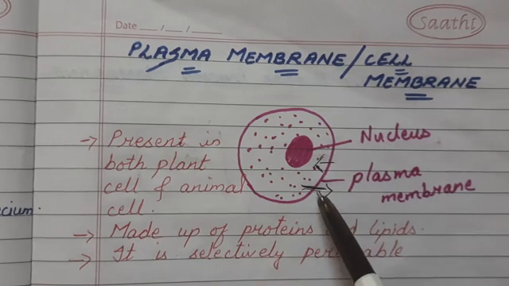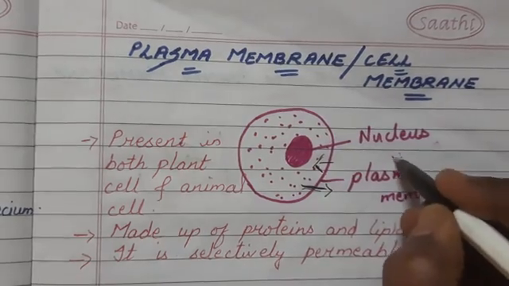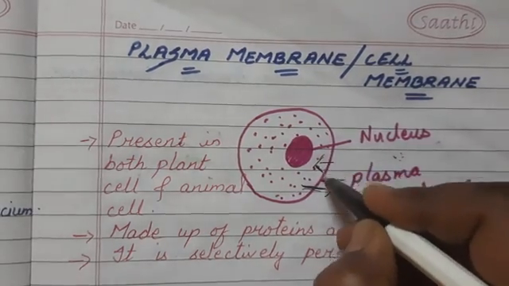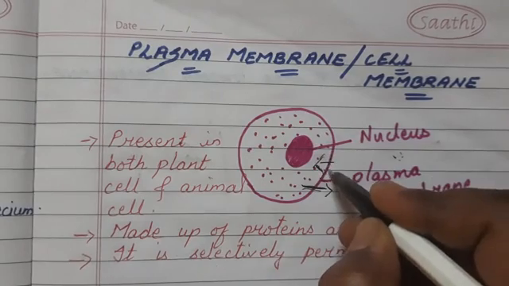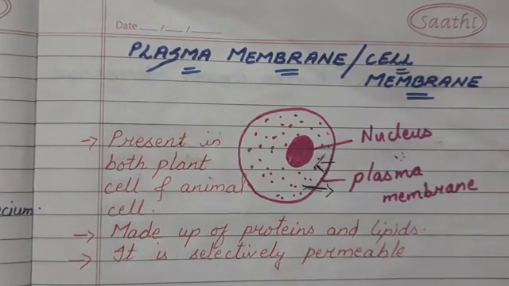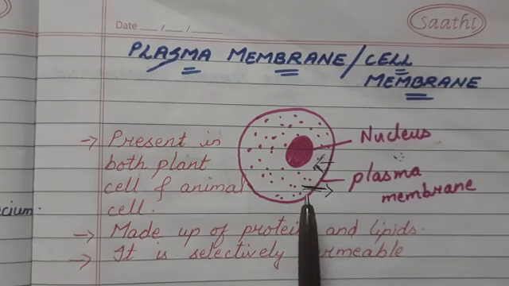Clear? And how does it do that? Because this plasma membrane has got several very tiny pores. It is made up of very tiny pores, so materials can move in and out of the cell. Now, how does the movement of substances take place in the cell?